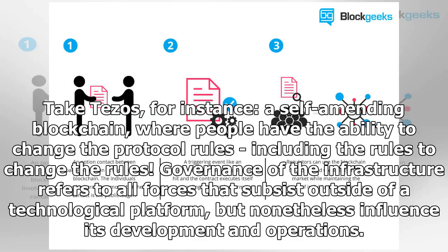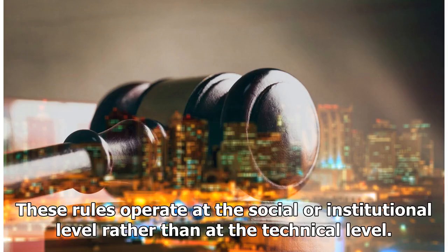Take Tezos, for instance, a self-amending blockchain, where people have the ability to change the protocol rules, including the rules to change the rules. Governance of the infrastructure refers to all forces that subsist outside of a technological platform, but nonetheless influence its development and operations. These rules operate at the social or institutional level rather than at the technical level.